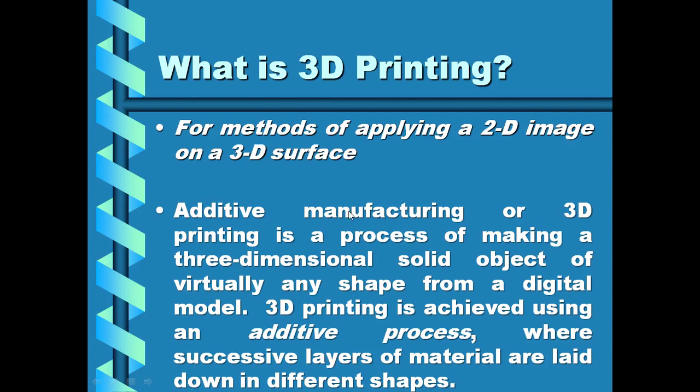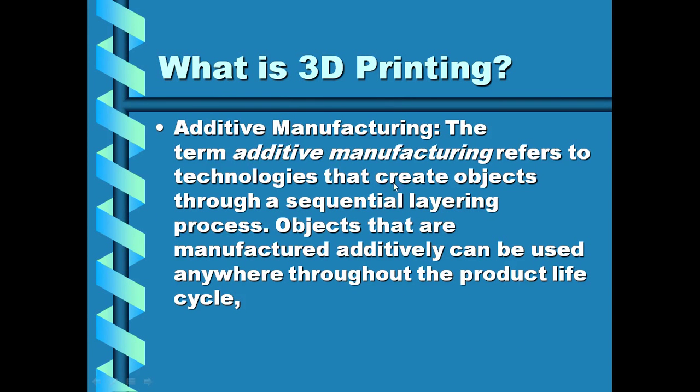So 3D printing is achieved using an additive process, where successive layers of materials are laid down in different shapes. Okay, what is this additive manufacturing? Additive manufacturing refers to technologies that create objects through a sequential layering process, one layer, second layer, third layer, in a specific shape. Objects that are manufactured additively can be used anywhere throughout the product life cycle.